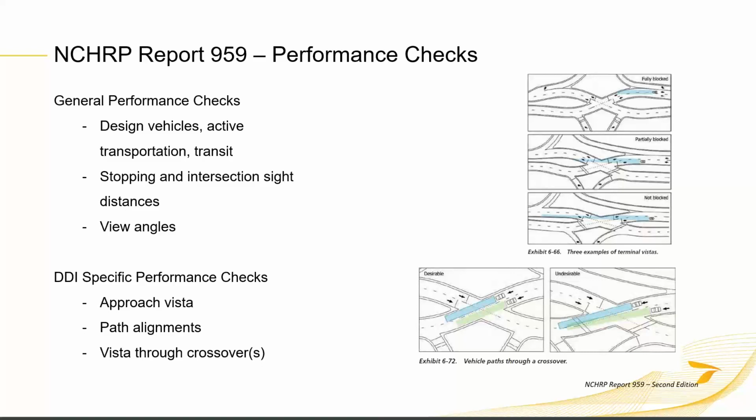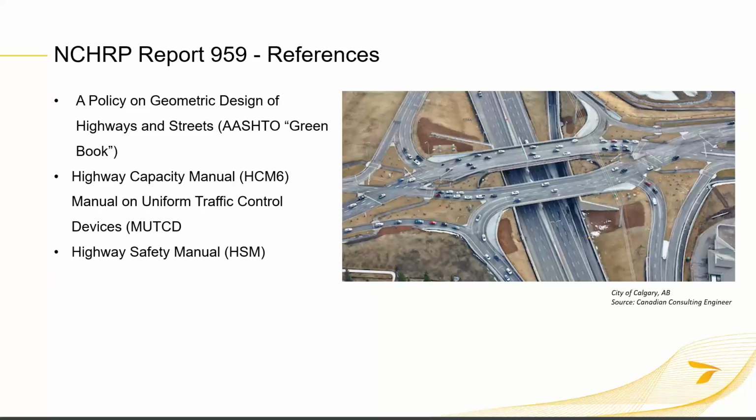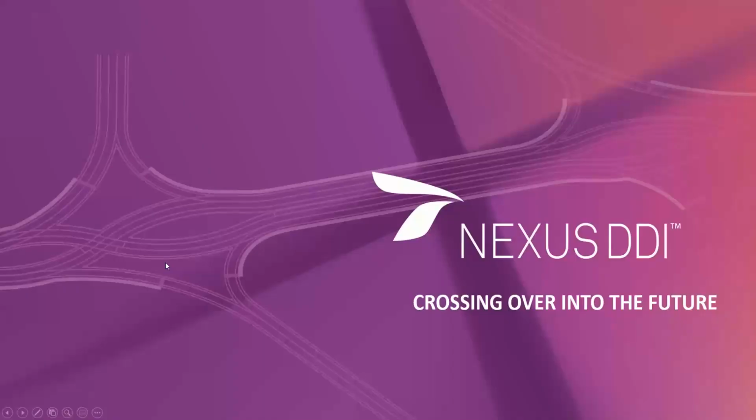For those who have recently joined us, because I see people are joining us, we are 15 minutes through our session. We have discussed NCHRP Report 959 highlights, and we are right now discussing the performance checks associated with DDI design. So here are the different references being used in the research that has led to the issuance of NCHRP Report 959. Now let's look at DDI.